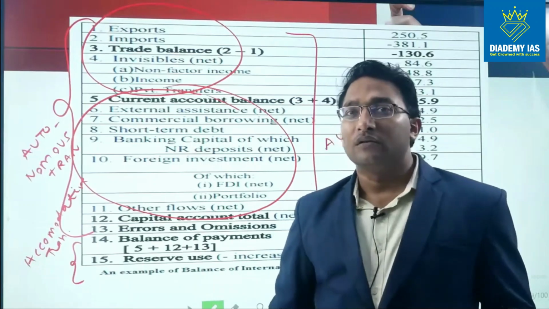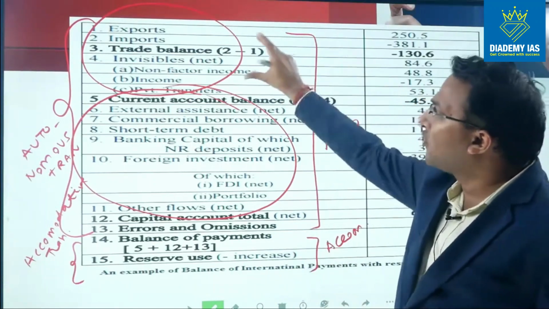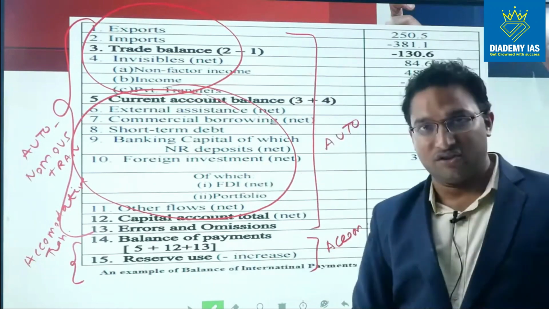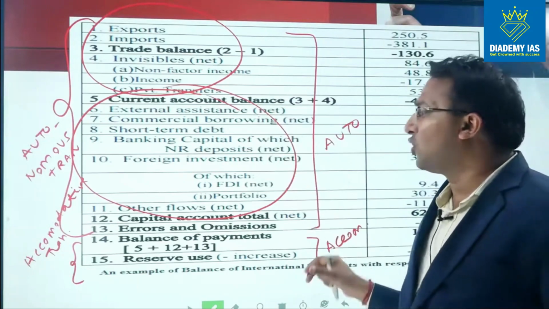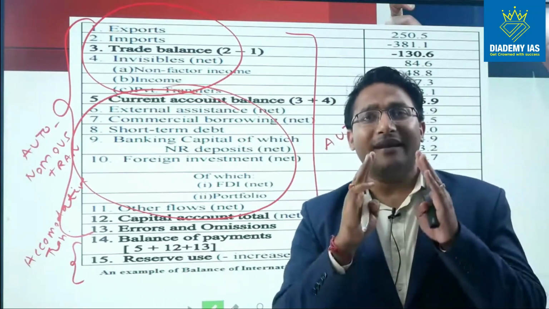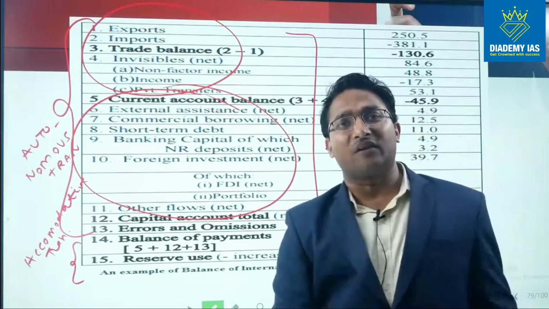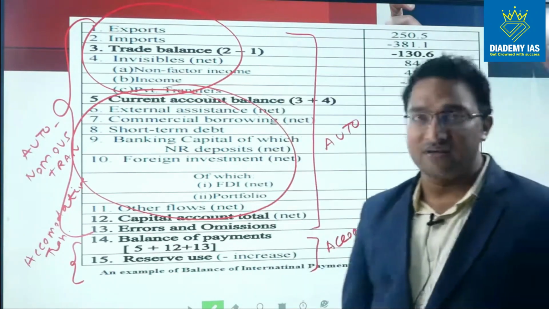And we can see there are both kinds of transactions. We have the current account transaction and the capital account transaction. And these transactions are independent of the situation of the balance of payment. Whether the balance of payment is in deficit or in surplus, it does not matter as far as all these transactions are concerned.